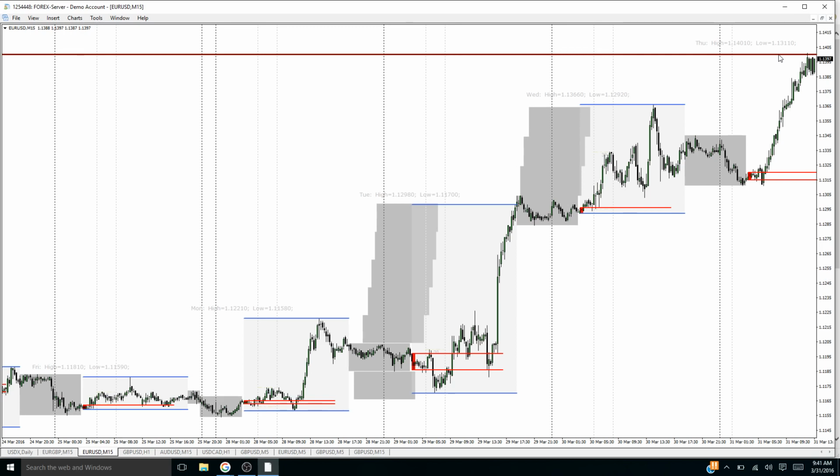Euro USD, British Pound USD, Dollar CAD, Aussie USD, Kiwi USD. That's where the money's at. It's where it's at.